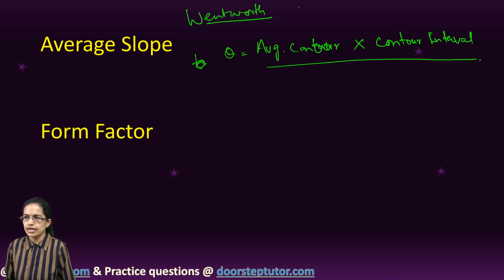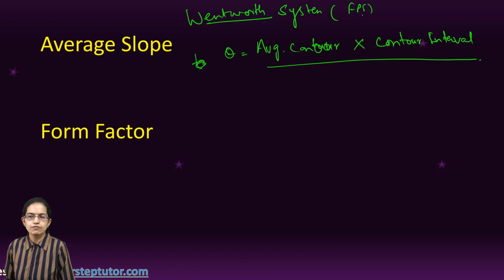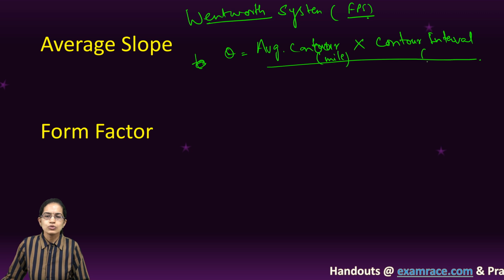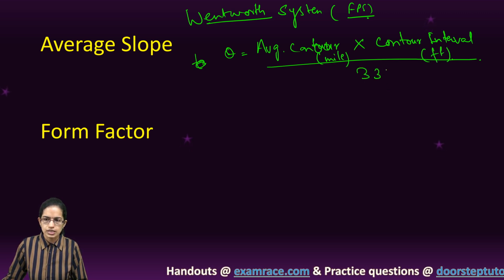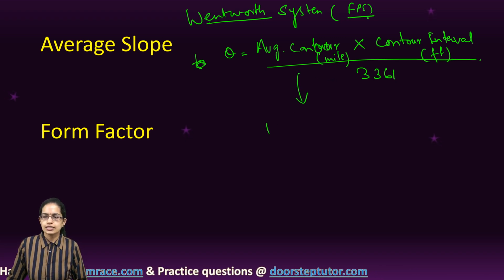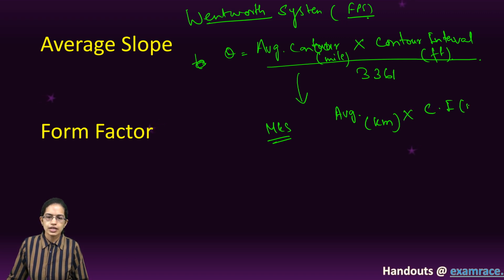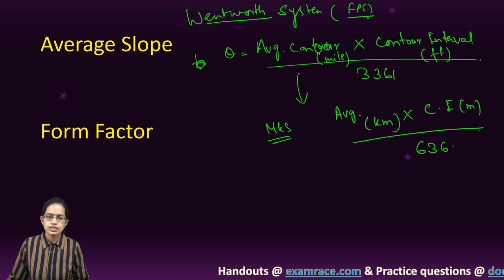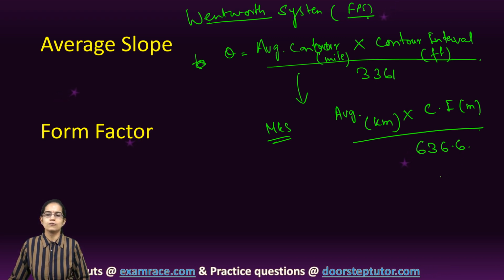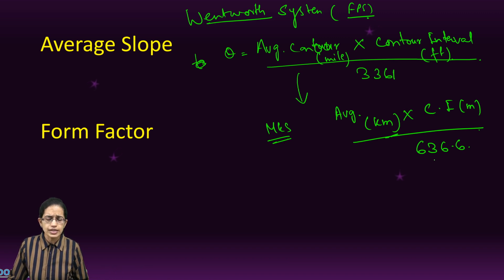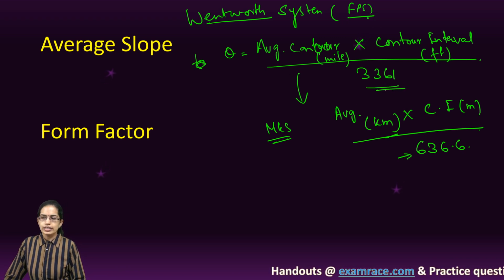Now Wentworth was a British scientist, and he gave the system which was in FPS, the foot pound system. So the average contours were in miles, the contour interval was in feet, and this was divided by a constant 3361. Now the same formula was translated to the MKS system, that is the meters unit system. So this average contours crossing would be in kilometers multiplied by the contour interval in meters divided by the constant which is 636.6. So when this was translated into a meter kilometer system, the Wentworth constant changed to 636.6, and in the original formulation it was 3361, through which you have to divide.